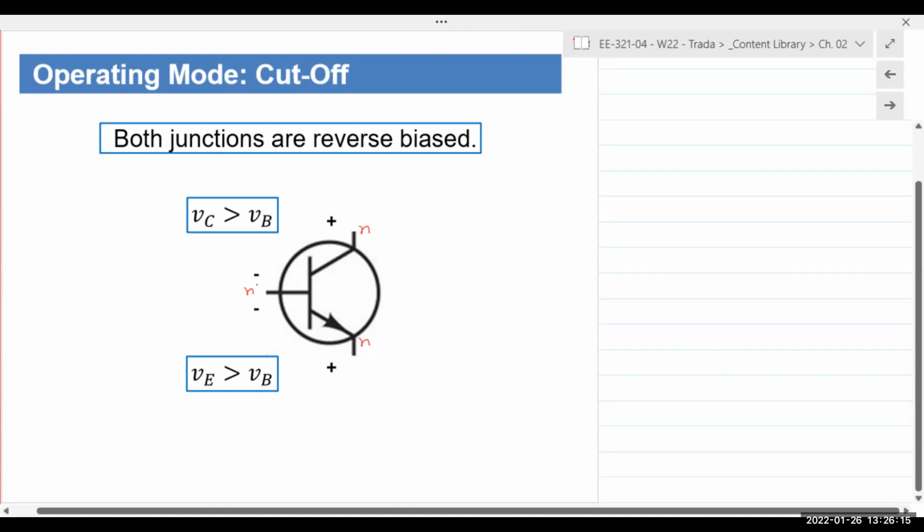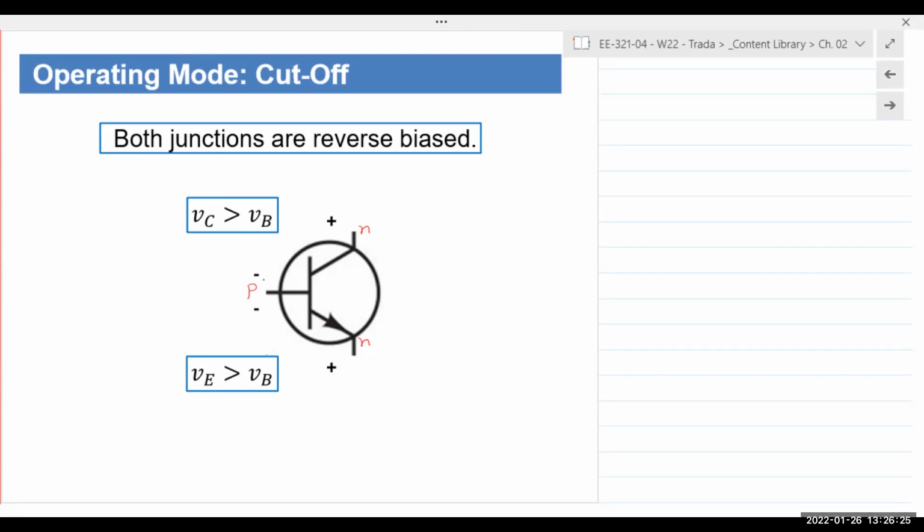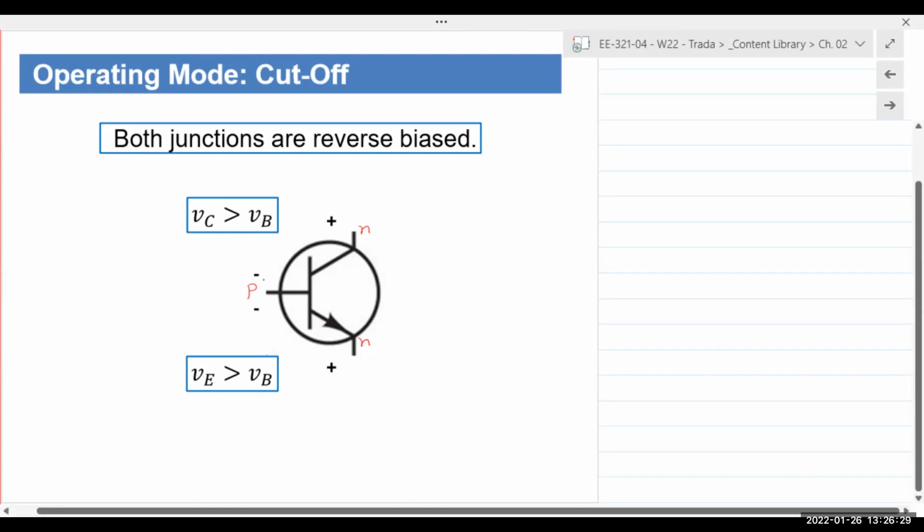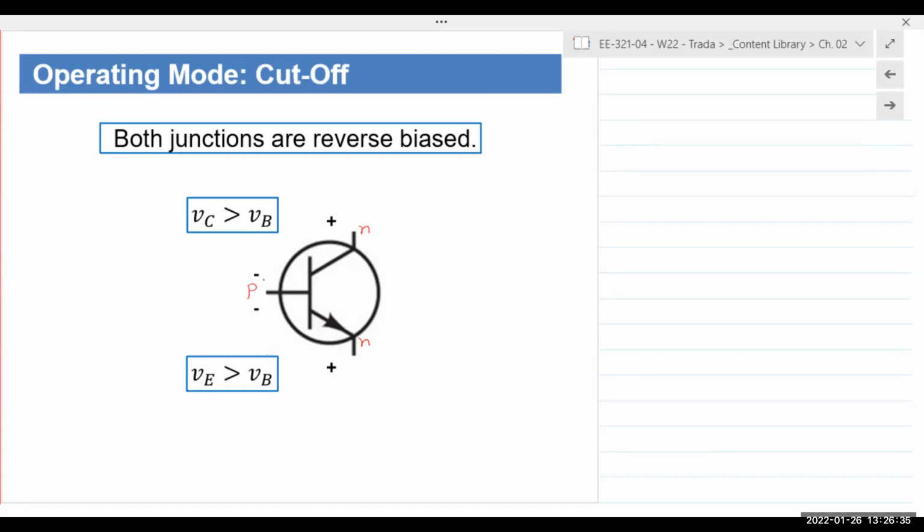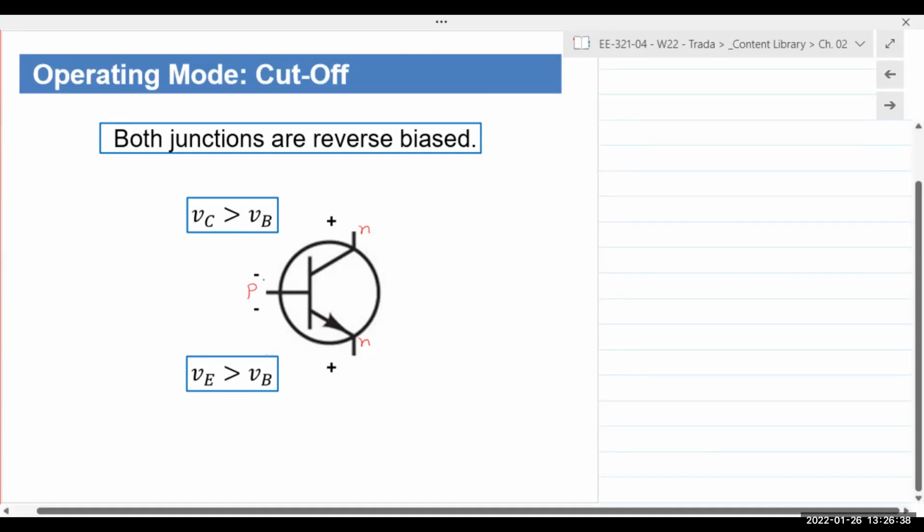NPN. Thank you. So the collector voltage is higher than the base, and the emitter voltage is also higher than the base. Right? Both junctions are reverse biased. Make sense? It's a PN junction, you reverse bias it. The only thing that's flowing through there is a small amount of leakage current.